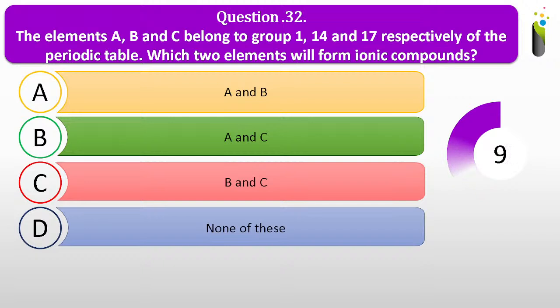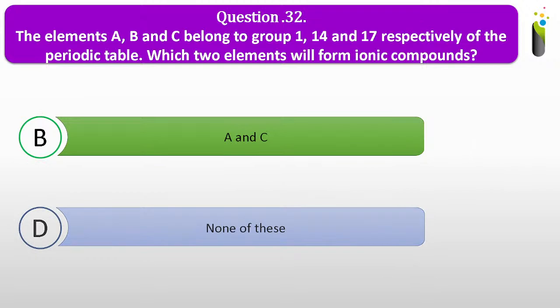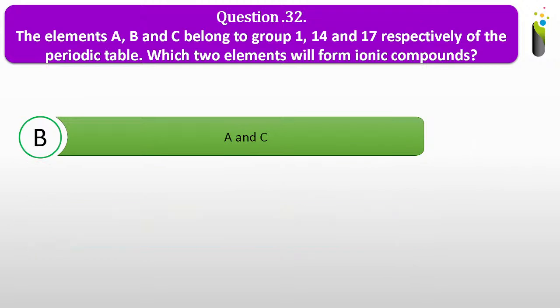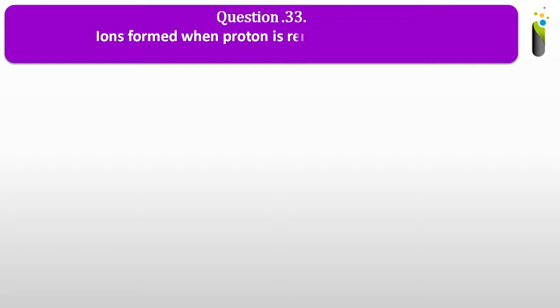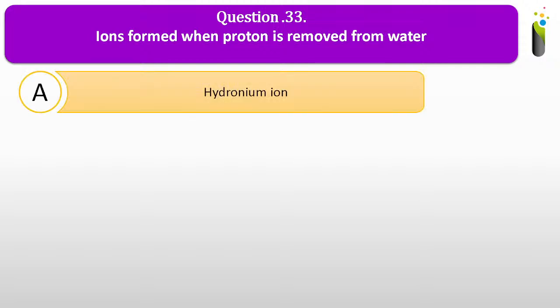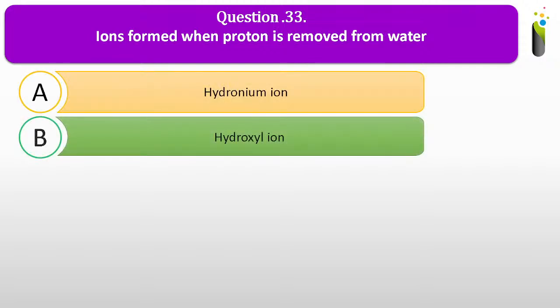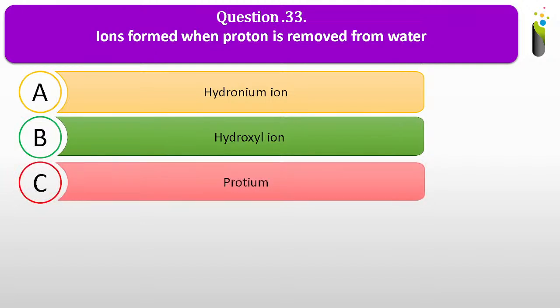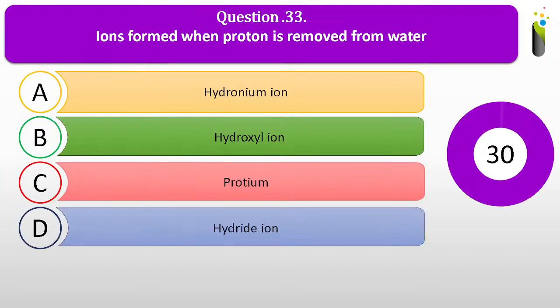So answer me for question number 32. So the correct answer for this question is B, that is A and C. Question number 33. Ions formed when proton is removed from water. A, is it hydronium ion? B, is it hydroxyl ion? C, is it protium? D, is it hydride ion?